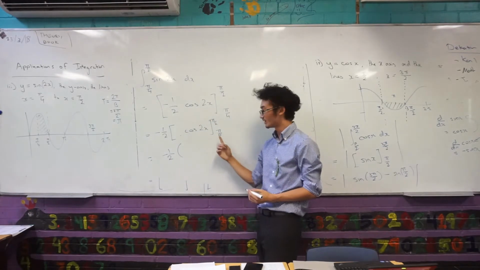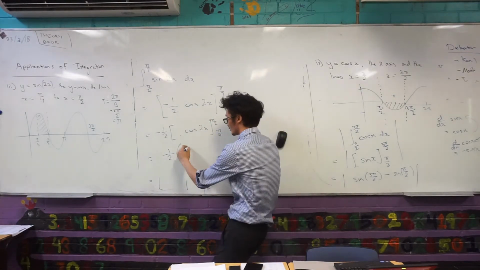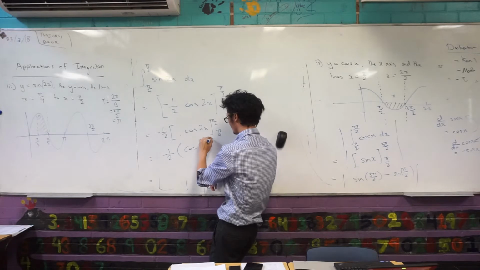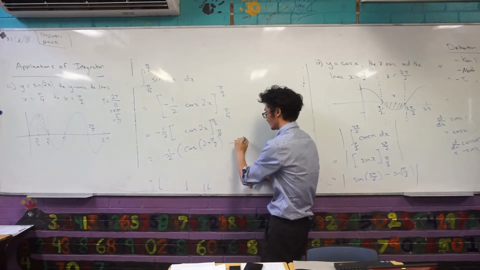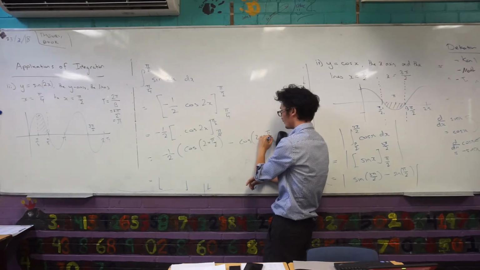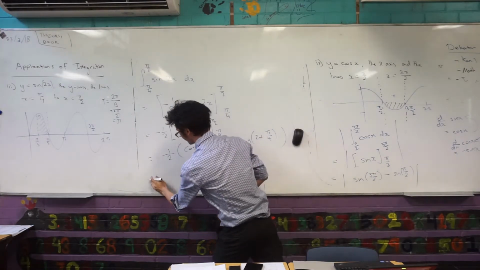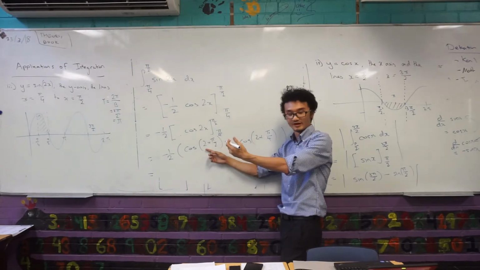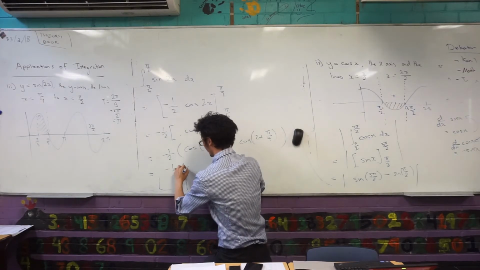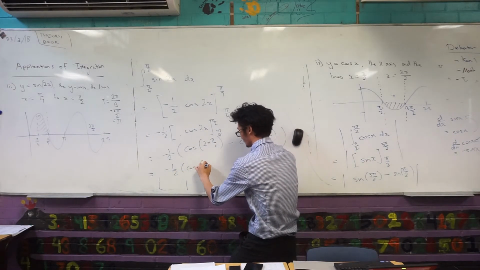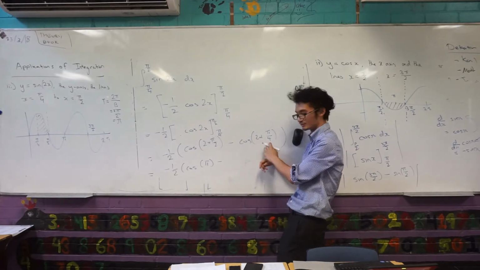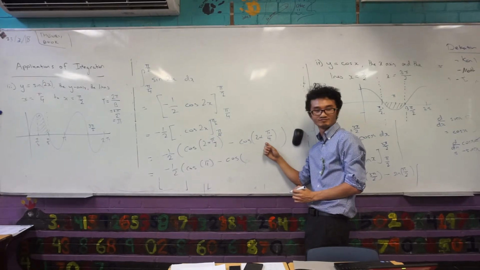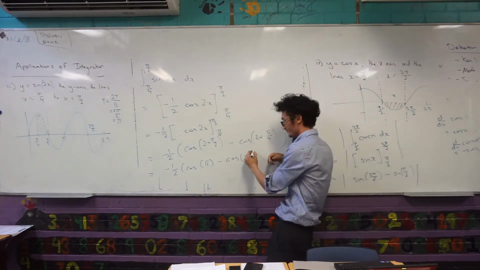So for the first one here, I'm going to substitute in that as my x value. So cos of 2 times pi on 2 minus cos of 2 times pi on 4. But that's going to simplify quite nicely. I'm going to simplify it out first. So that'll be cos of pi minus cos of, what's 2 pi on 4? That's just pi on 2.